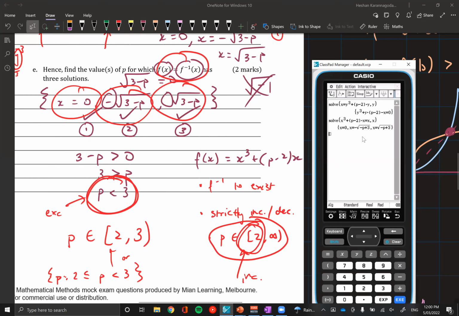Can you see the calculator? So I'm just going to sketch something. If we sketch this for, let's say, p was equal to something that was outside this range, p was equal to 1. So let's just copy and paste this equation. Also, any questions, just leave them in the chat. Feel free to.